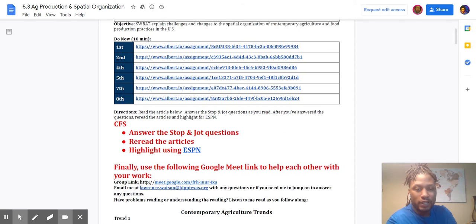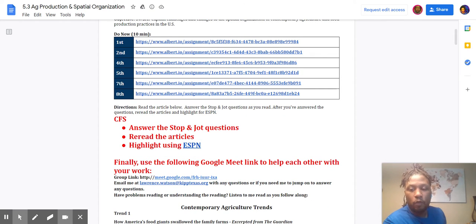So the directions for today's lesson. What I want you to do is I want you to read the article below and then answer the stop and jot questions as you read. After you've answered the questions, I want you to reread the articles and highlight using ESPN. So your CFS, real simple. Answer the stop and jot questions, reread the articles, and finally highlight using ESPN.